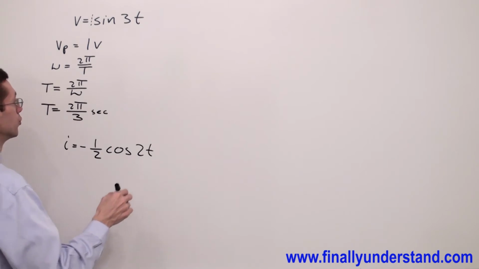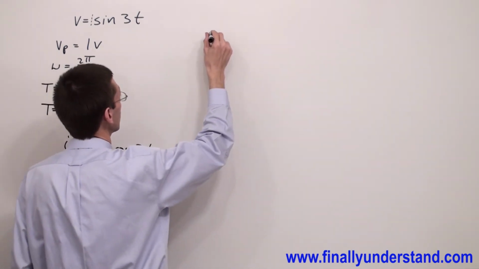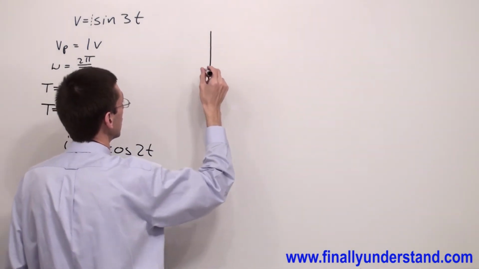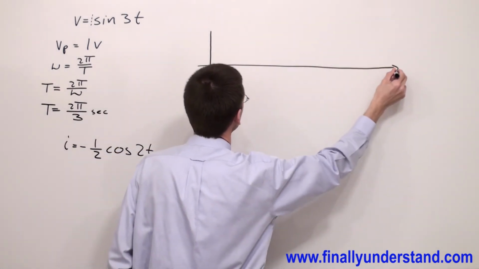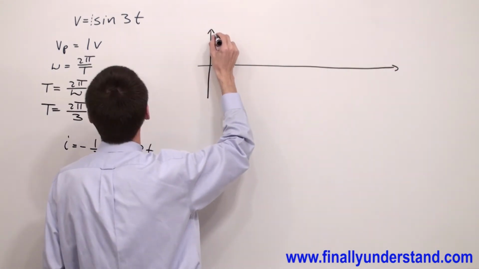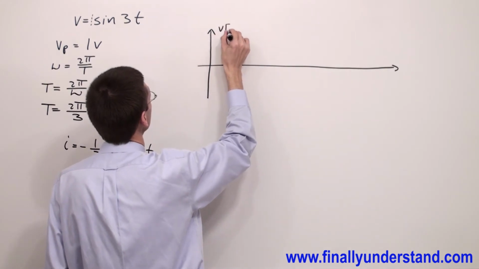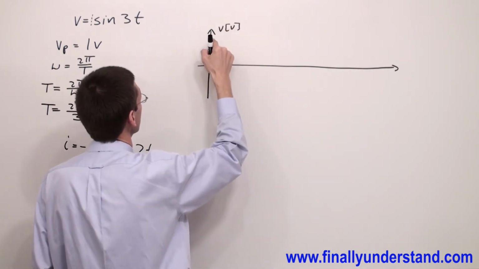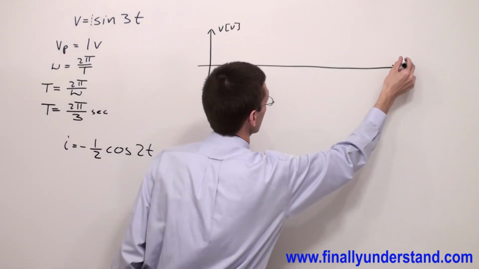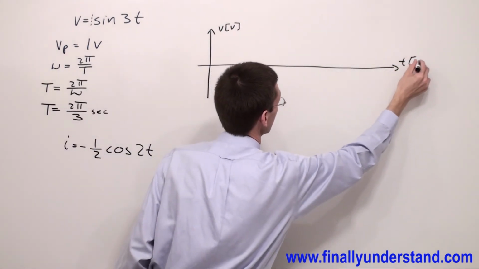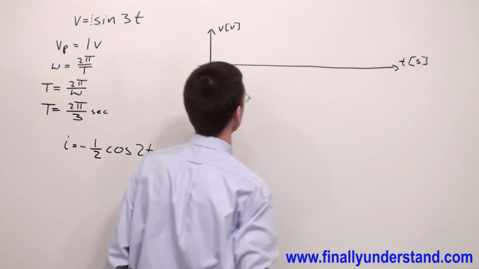Now we can draw the waveform. This is going to be my voltage in volts. The y-axis represents voltage, and this is t, time, measured in seconds.